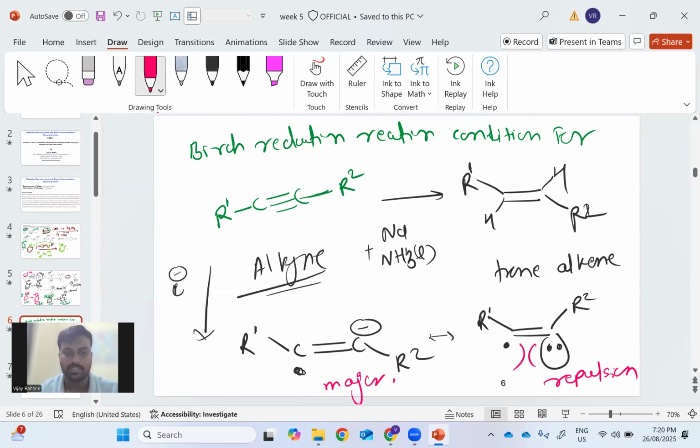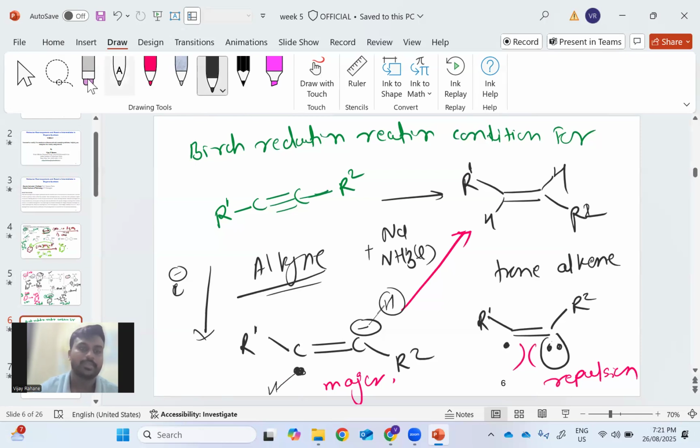So now you obviously know the course of the reaction, how it will further convert into the alkene. That I don't think I need to draw. So there will be two steps. The first step is that it takes a proton from the solvent, the ethanol, and forms a hydrogen at this position. Then again another electron from the sodium and ammonia combination gives it another electron, and it forms a negative charge at this carbon as well. And again, it also takes a proton. So that's how the reaction goes.